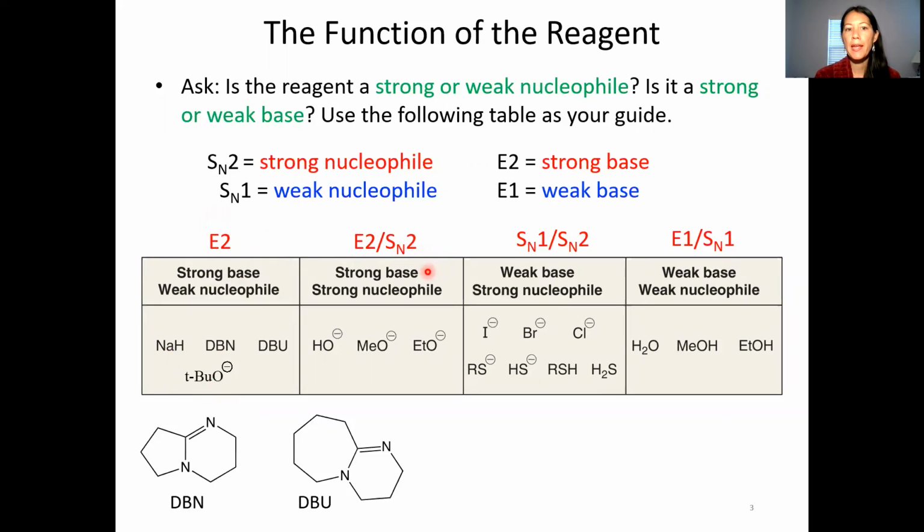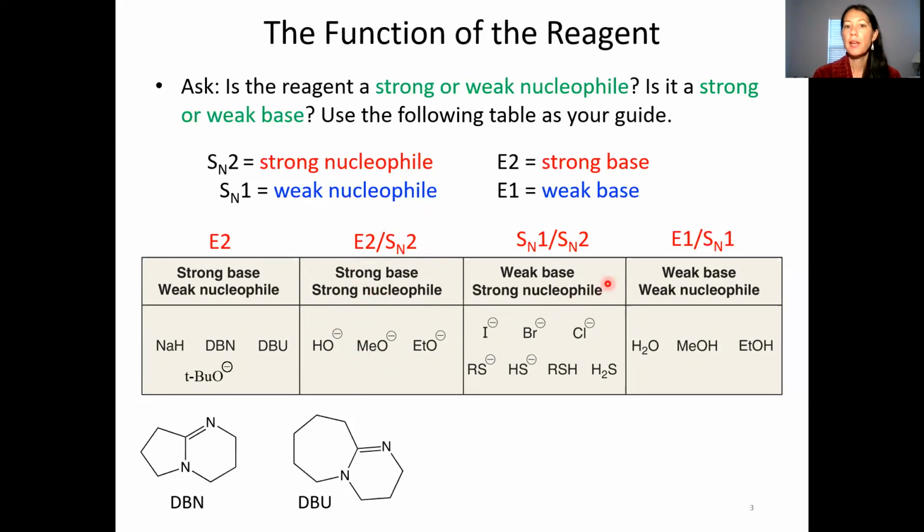If you have a strong base as well as a strong nucleophile, then you can have E2 or SN2. Look at my examples. Look at these and just categorize them in your head. These are small, with an O-, an actual negative charge on an O. Small guys, so they can get into that tight transition state and undergo SN2, but they're also strong bases, so they can do the E2 as well.